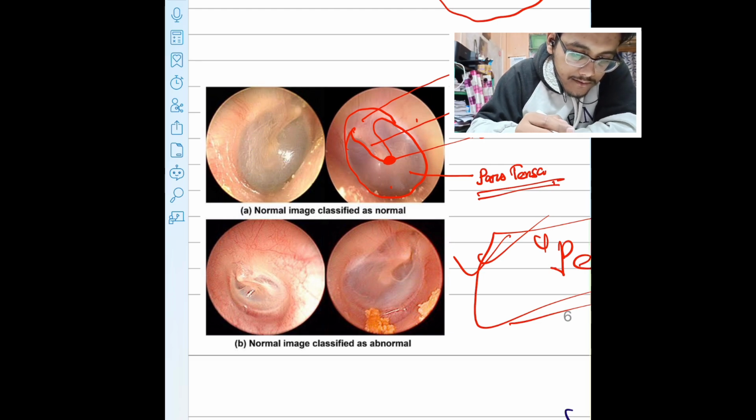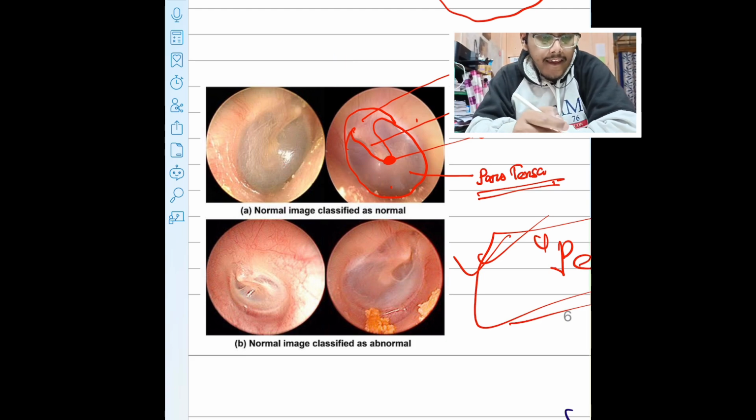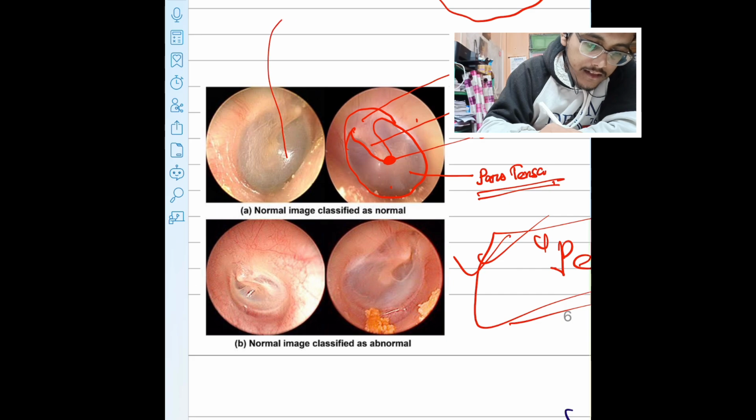So you can see here also the umbo, handle of malleus, pars tensa, and this upper portion is the pars flaccida. You can see one cone of light here. When we use the otoscope, the otoscope light reflects here. This is the cone of light. In disease of the middle ear, this cone of light gets distorted. The cone of light will always be in the anterior inferior quadrant.